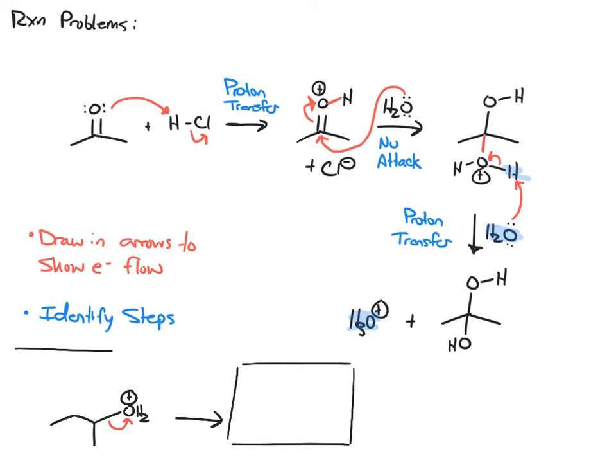And here, I'm breaking that bond. So this specific step here we call loss of a leaving group. And what you're losing is water. So you get that as a product. But then you're breaking the bond to that carbon, so you're taking electrons away from the carbon. That'll end up being a carbocation.